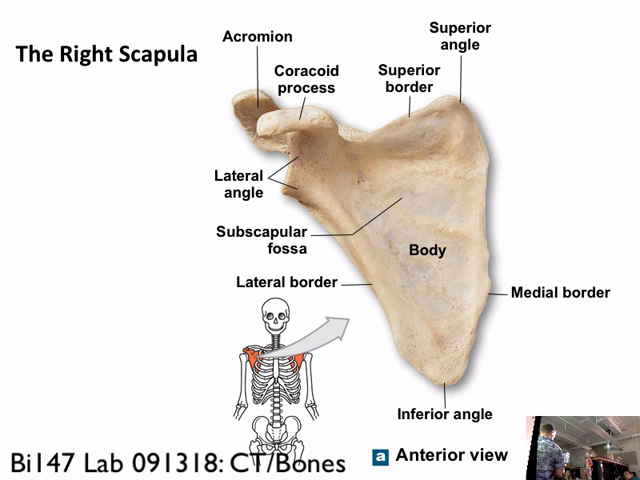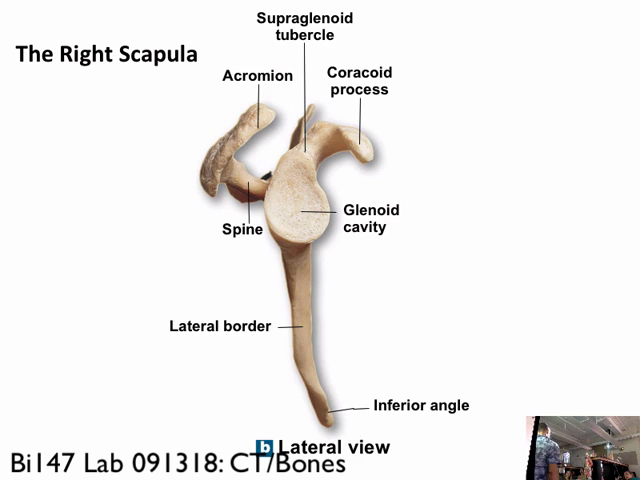There are two other features that you need to look at, but we've got to get a different view. This is the anterior view of the right clavicle. So let's see if we can get a lateral view. Here's a lateral view of the same right scapula. There's this thing called the glenoid cavity, and that's right where the head of your humerus, or arm bone, is going to articulate.